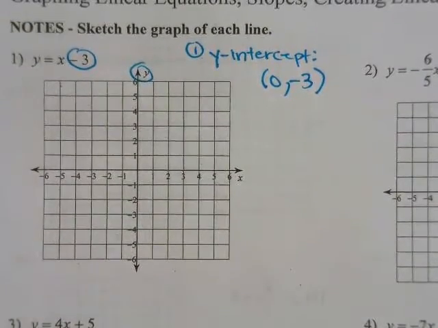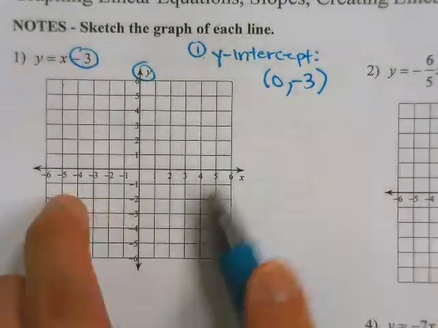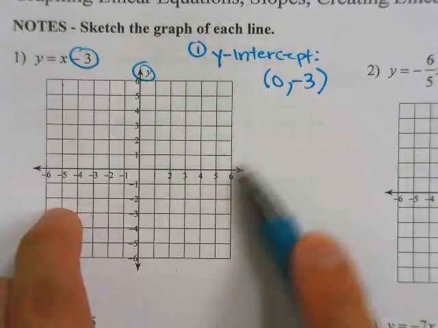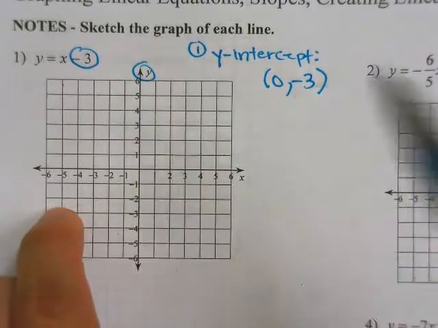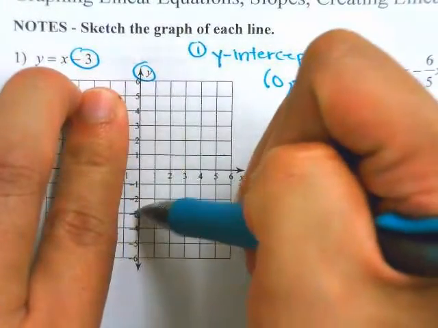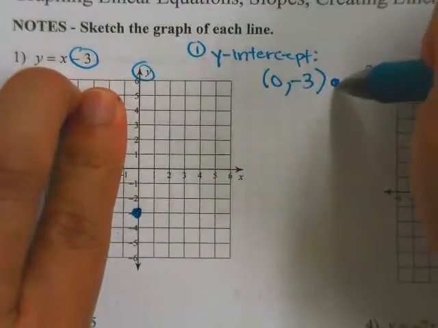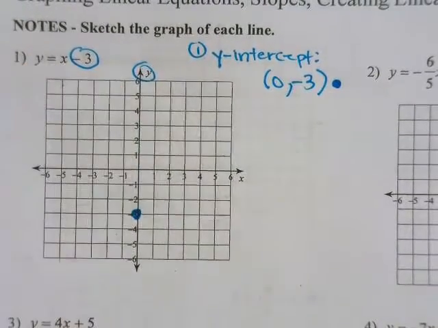Again, as a small review, how do you graph this? Well, this 0 represents you're not going anywhere left or right on the x-axis, but you are going 3 down. So again, just focus on the y-axis. You're going 3 down. Here is where 0, -3 is at. Okay, and then that's plotted in teal blue.